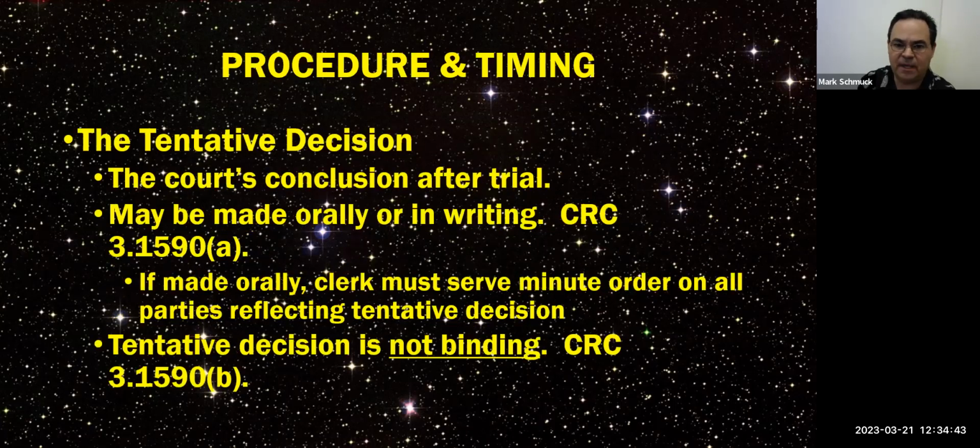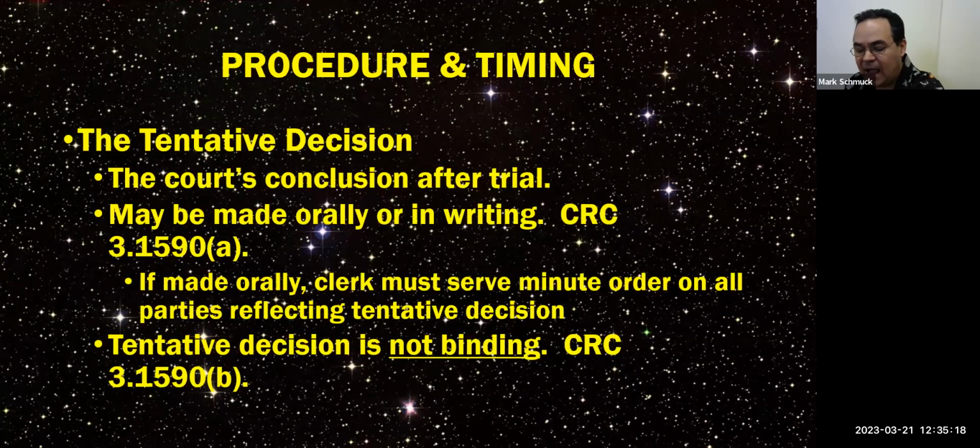On the last slide, we talked about a tentative decision. So what is a tentative decision? The tentative decision is literally the court's conclusion after considering all the evidence. It is literally who won, who lost. And that is really all that is required of the tentative decision. The tentative decision may be made orally or in writing, but if it is made orally, the court clerk must serve the minute order on all of the parties that reflects the tentative decision.